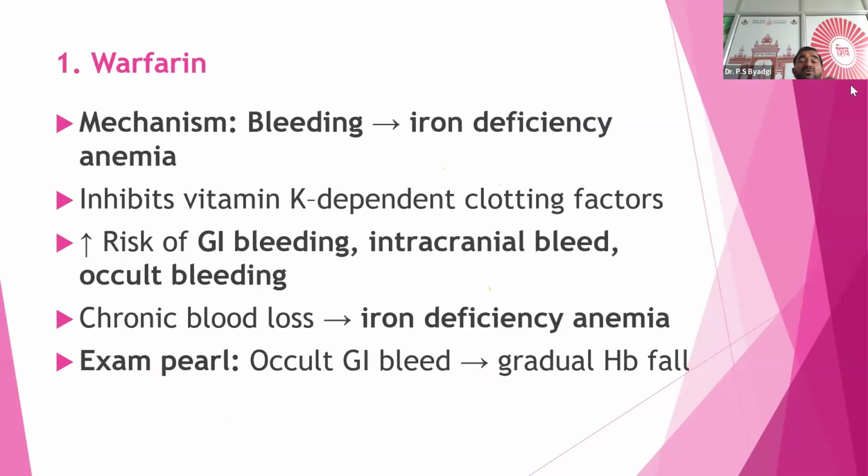How is warfarin going to cause this? This is an important factor. It is going to cause bleeding, which is related to iron deficiency anemia, because it inhibits the vitamin K dependent clotting factors, which increases GI bleeding, intracranial bleeding, and occult bleeding. As a result, there is chronic blood loss, resulting in iron deficiency anemia. Occult GI blood loss results in a gradual fall in hemoglobin percentage.